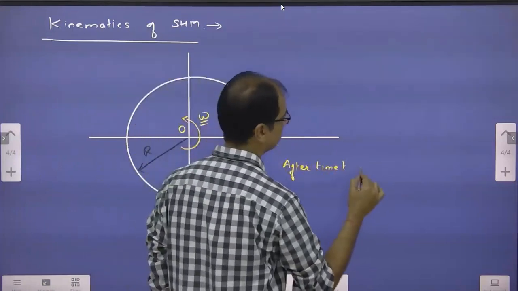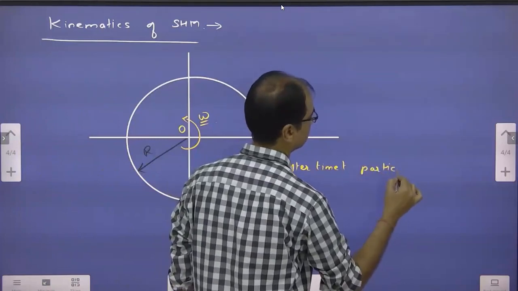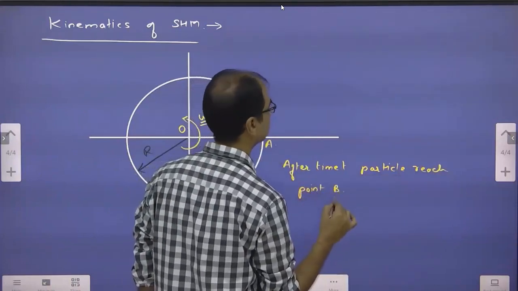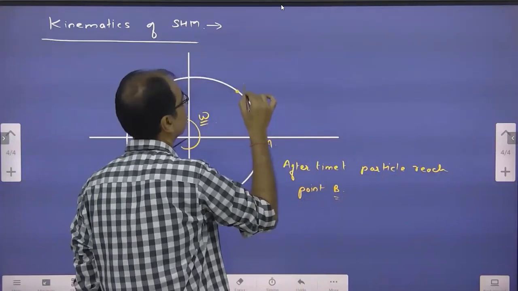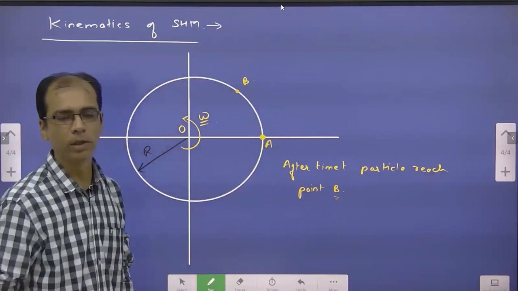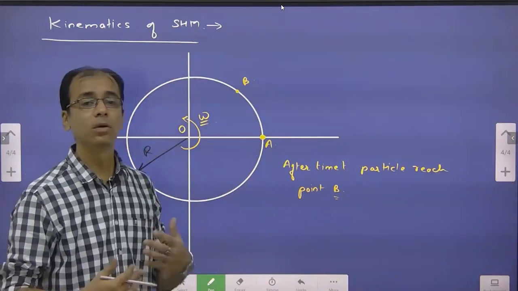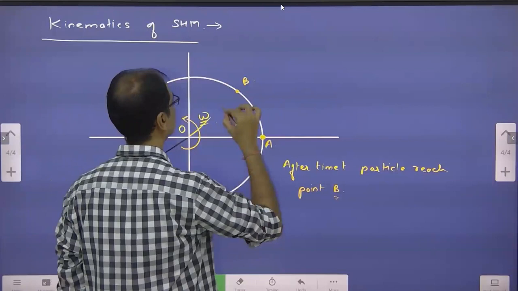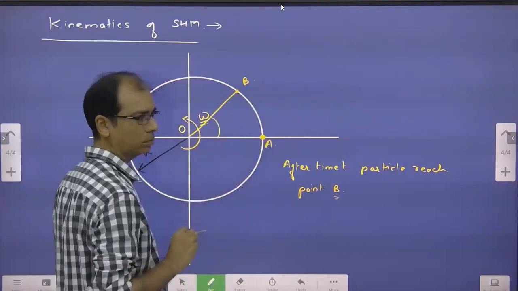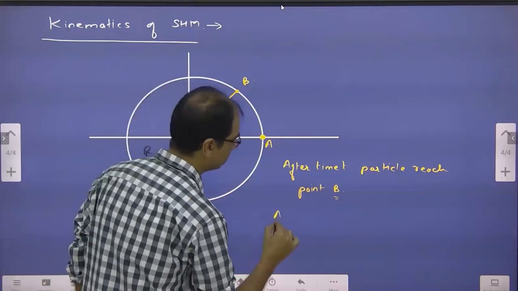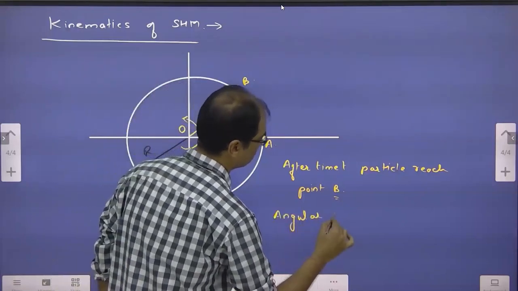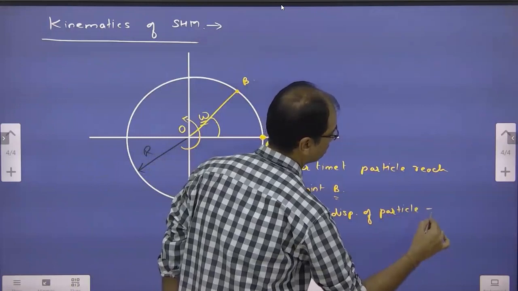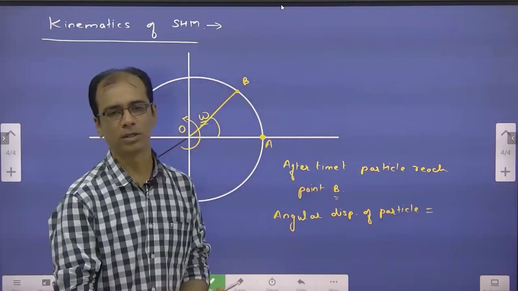this is our particle. It reached point B. It reached over here at point B. So the question is, how much angular displacement is there for the particle? Angular displacement means what angle? It reached B, then what is this angle? So the angular displacement of the particle, what will it be? Speed is omega, time is t, so theta will be omega t.